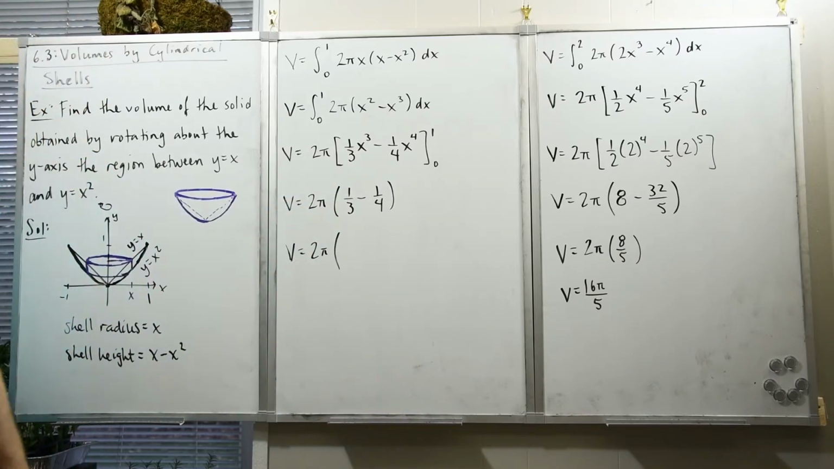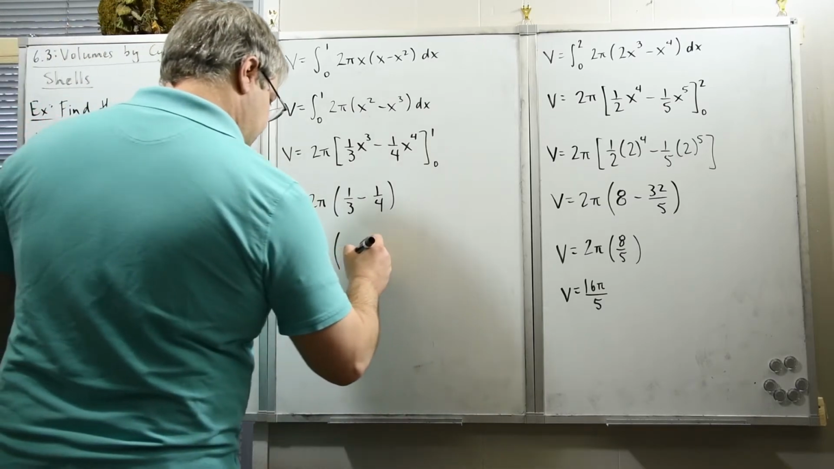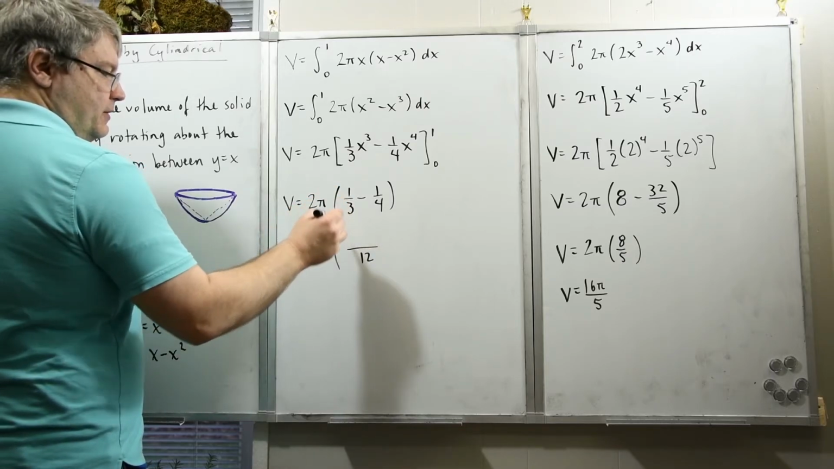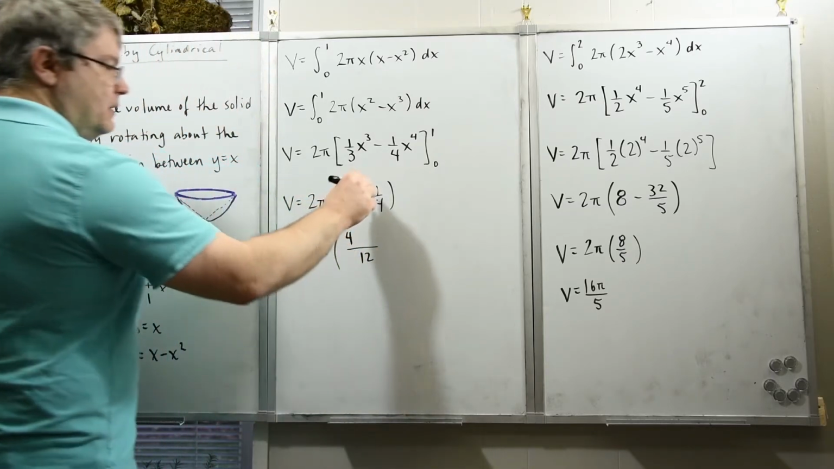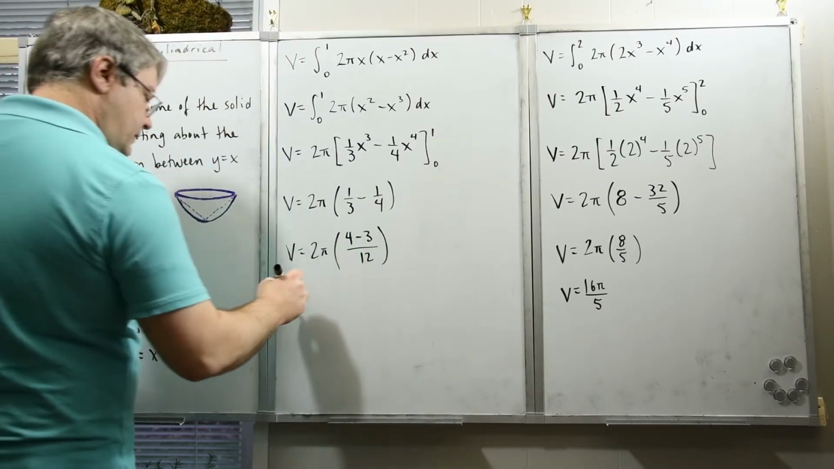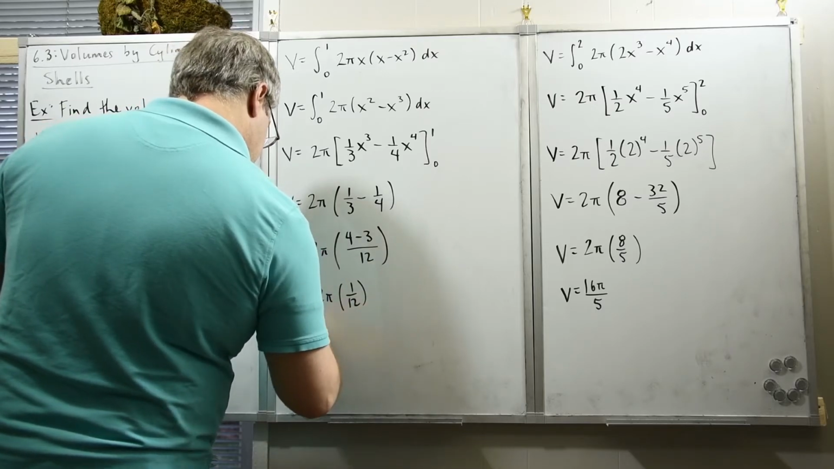The fractions you have here are 1/3 and 1/4. We're subtracting the fourths from a third. So let's go ahead and get a common denominator of 12. So 1/3 we know is the same as 4/12. 1/4 we know is the same as 3/12. So volume is going to be 2 pi times 1/12, or pi over 6.